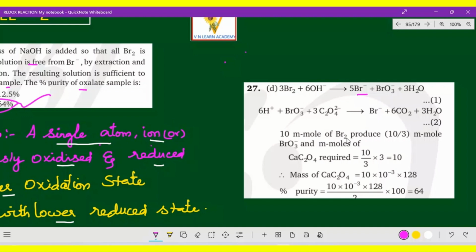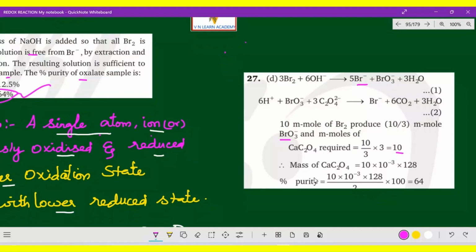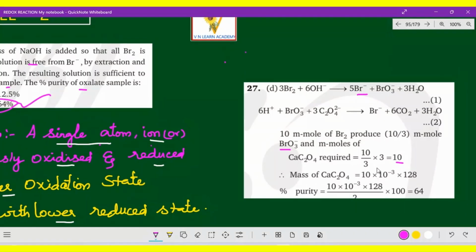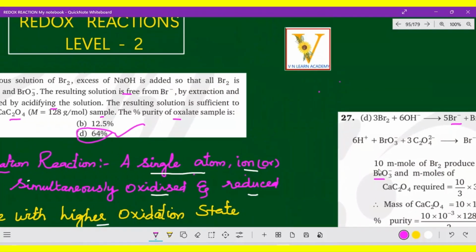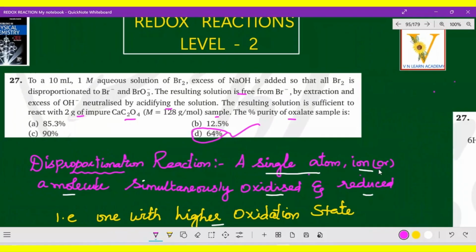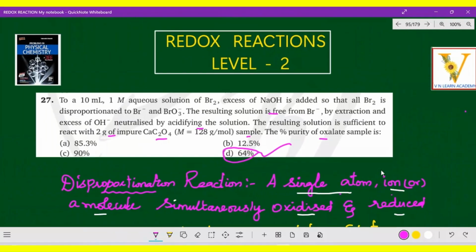So 10 millimole can produce 10 by 3 millimole of BrO3 minus. That, as I mentioned, here they have given. Right now here calcium oxalate required 10 by 3 into, so here 10 millimole. So the same thing that I mentioned, the same thing only, here percentage purity they have mentioned. Hope you got that clear idea. According to this point also. Yes, come on, let us go to the next question. So 64% is the answer for this.